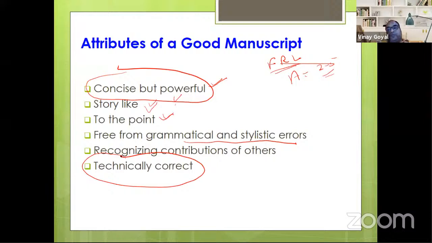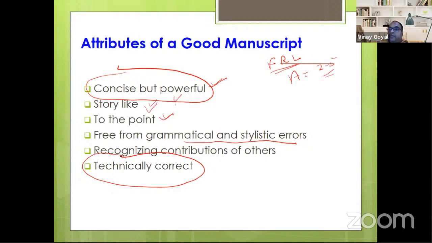And referencing, recognizing the contribution of others, is a code of ethics. You can go to Google and search for code of ethics in research publication. COPE, the Committee on Publication Ethics, is the name of the document. When you go to this document, it is a big document, and small things are written in it which we never think can also be plagiarism and somebody can object to it.